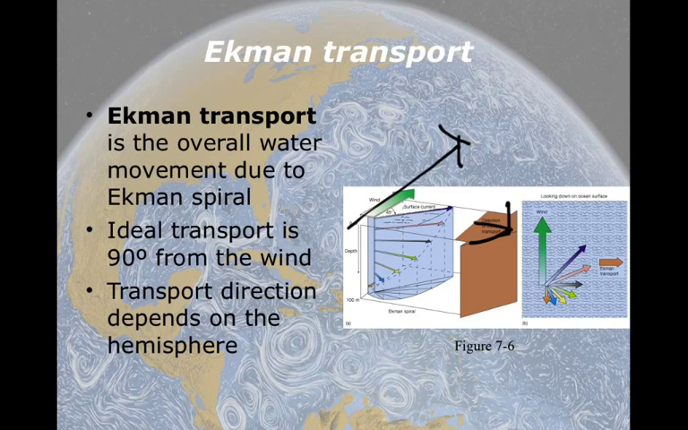And obviously there is at least one person you should know who figured this out, Ekman. Ekman was a scientist from Norway, and he figured out and developed this model with information he got from Fridtjof Nansen. Fridtjof Nansen was the captain of a ship called the Fram, which we'll talk about a little bit later. Now, this diagram is for transport in the northern hemisphere. In the northern hemisphere, overall transport is 90 degrees to the right of the wind. In the southern hemisphere, because the Coriolis effect works in the other direction, the overall transport is still 90 degrees, but it's to the left of the wind.